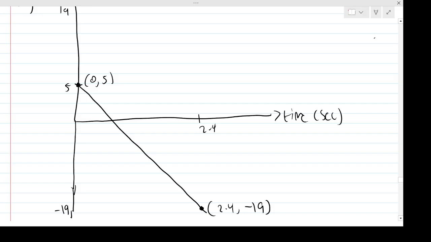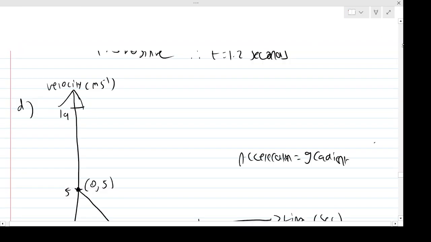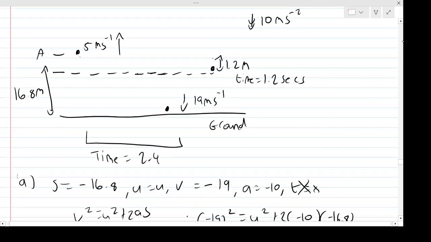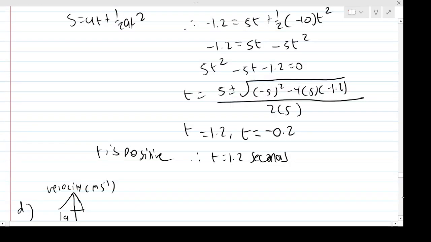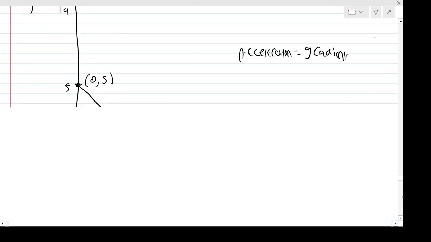Okay. Now, why is it just one straight line? Well, think about it. Think back to velocity graphs. We discussed that the acceleration is the gradient, right? But this whole time we've been using the acceleration to be negative 10. It's going down by 10. So the acceleration is always the same the whole time, so the gradient has to always be minus 10.